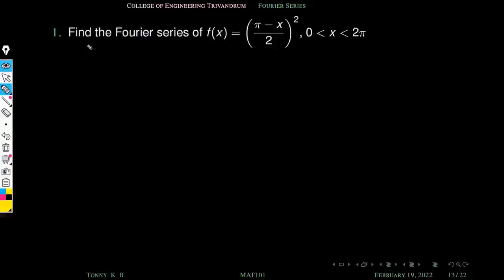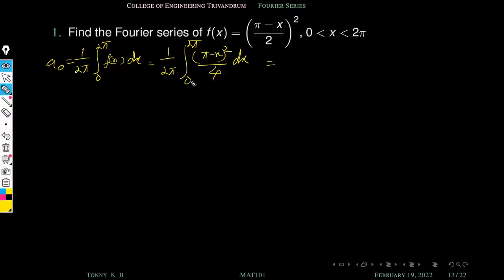Okay, consider a problem. Find the Fourier series of f of x that is equal to (pi minus x by 2) whole square, and this function is defined in the interval 0 to 2 pi. So first you have to write the Fourier series and also write a naught, a n and b n. So what is a naught? Yes, a naught is equal to 1 by 2 pi integral 0 to 2 pi f of x dx.